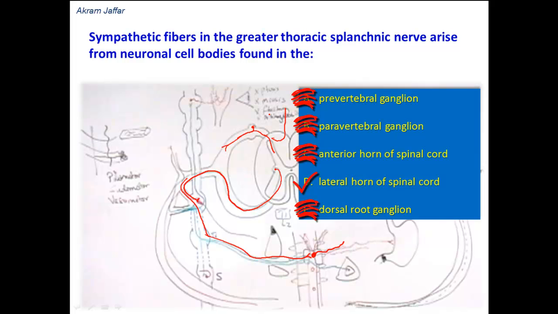So this option is also invalid, and option D remains: the origin of the greater thoracic splanchnic nerve is from the lateral horn of the spinal cord.